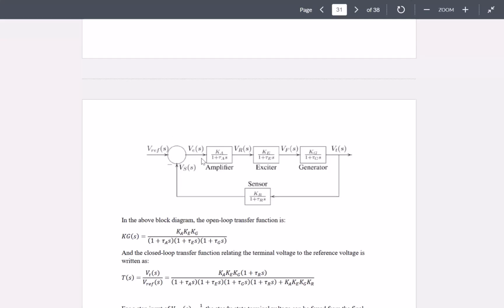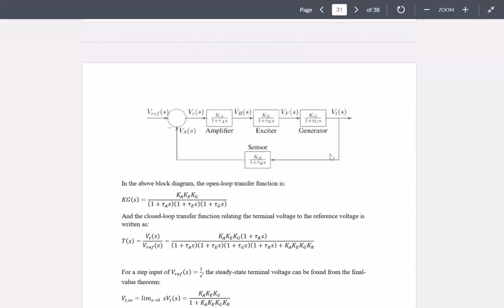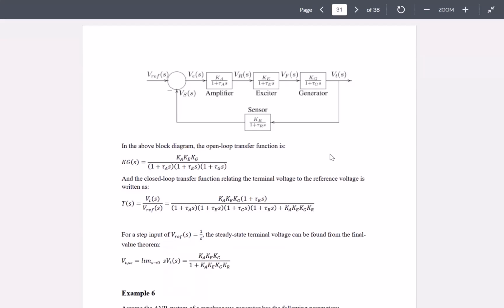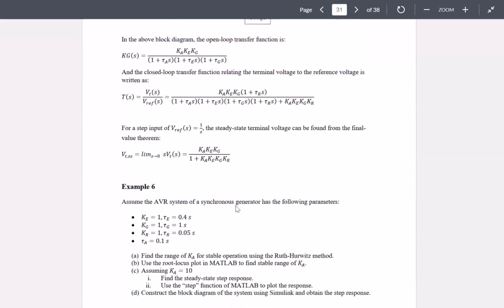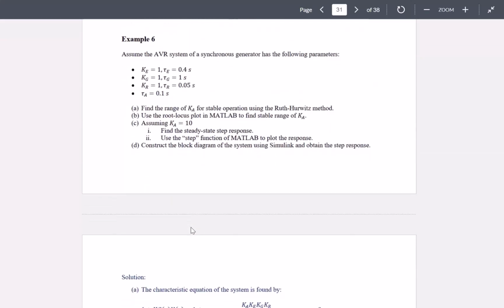You don't see delta V reference. You don't see delta VR. You don't see delta VT. These are directly the values themselves. That's because the system is linear, or at least we are approximating that with a linear system. So if you go ahead and find again the terminal voltage under steady state conditions through the final value theorem, you see that the terminal voltage under steady state conditions will depend on all of these gains, Ka, Ke, Kg, Kr, and that has been shown through this example number 6.